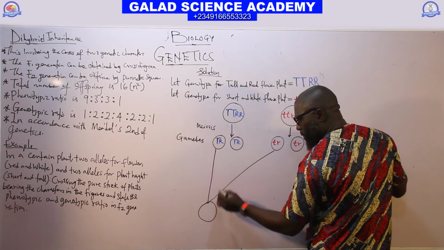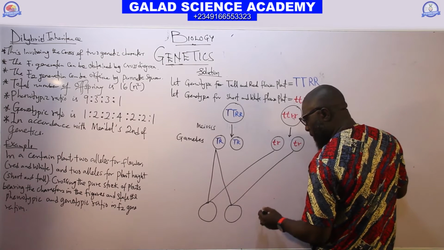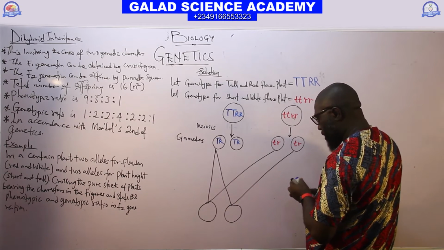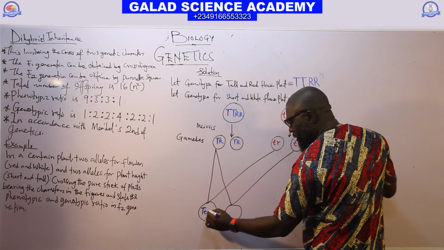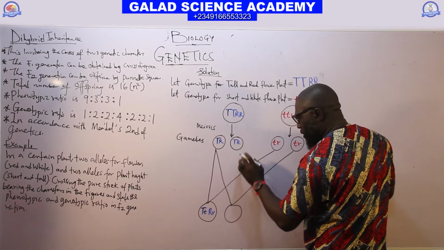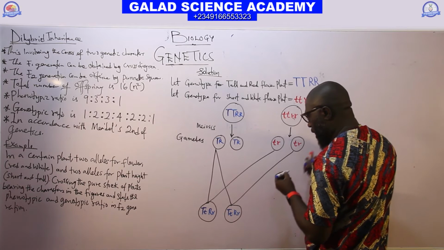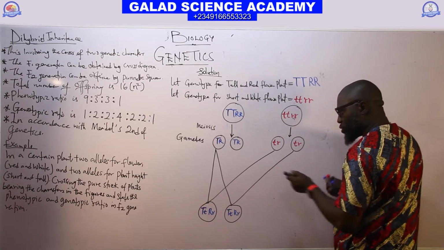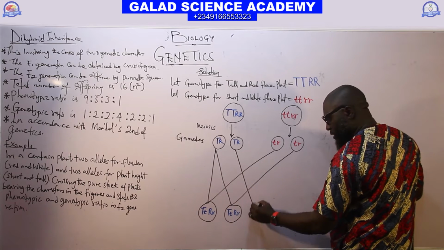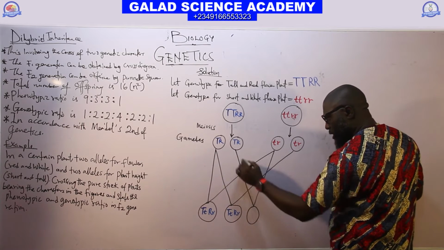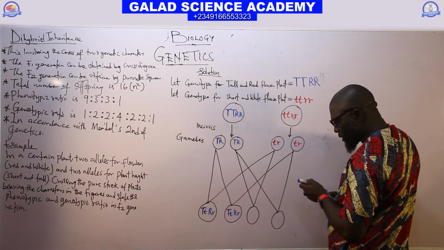So if the crossing now occurs, what do we have here? We have T, small t, R, small r, and here too we have T, small t, R, small r. The same thing we have in the others too. So this same thing we have there, this with this, then this one again with this. So we have what?